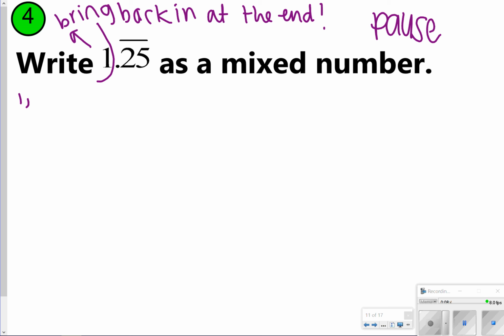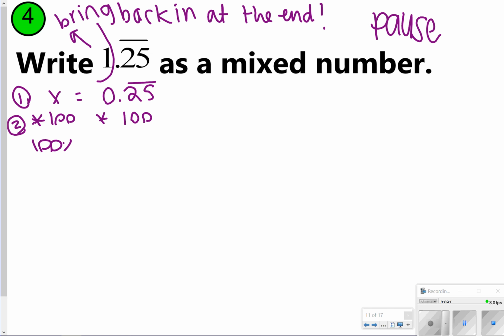Alright, step 1, we'll write the equation. I'm going to write it as 0.25 repeating, because the only difference is I'm going to have a whole number attached to my fraction, so a mixed number. Then I'm going to multiply both sides by 100, so you practice those two repeating digits. So I'll get 100x on the left side, and 25.25 repeating on the right side.